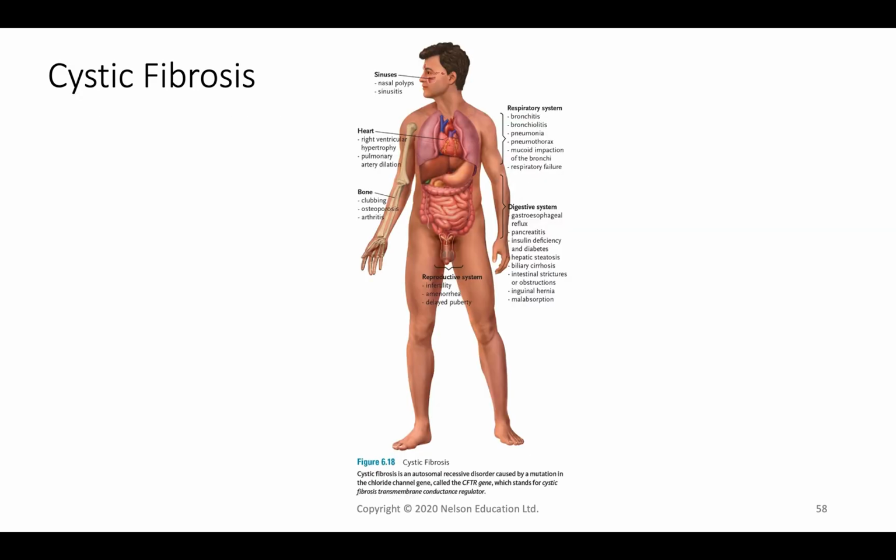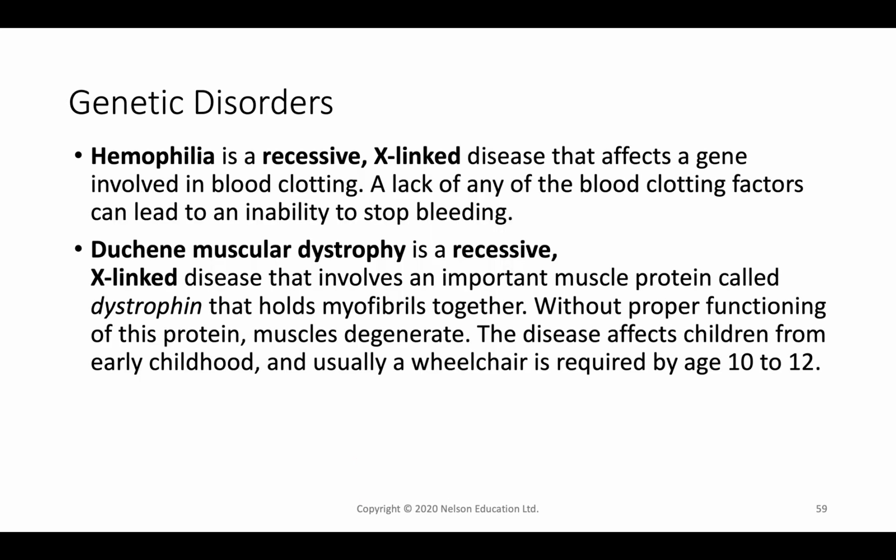All right, so this here is showing the impact of cystic fibrosis. Again, it's an autosomal recessive disorder. It's caused by a chloride channel mutation called CFTR. Again, that stands for cystic fibrosis transmembrane conductance regulator gene. And it affects the respiratory system, the heart, the bones, the digestive system, the reproductive system, and the sinuses. So it's obviously going to be a very drastic impact on the individuals affected.